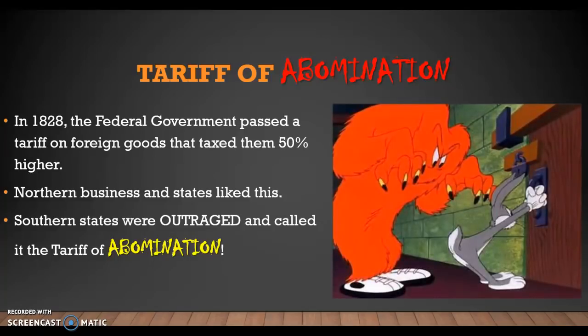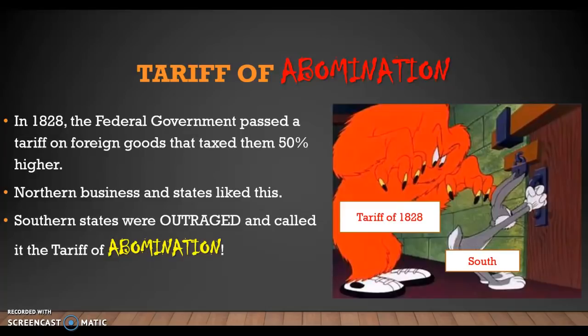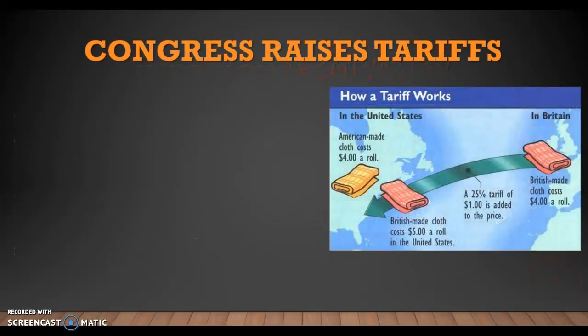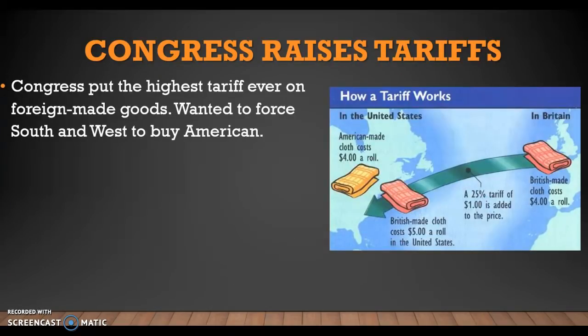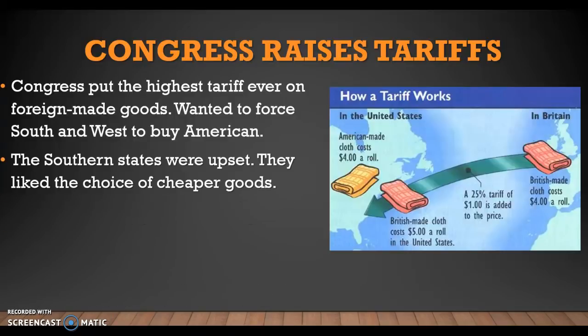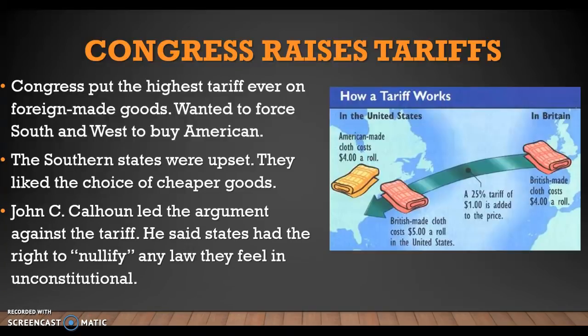Kind of like this picture here. Look at Bugs Bunny here. Well, you got the monster here. He is the tariff of 1828, and Bugs Bunny represents the South in this situation. Congress raises the tariffs. Congress puts the highest tariff ever on foreign-made goods. They wanted to force the South and the West to buy American. The Southern states were upset. They liked the choice of cheaper goods. John C. Calhoun led the argument against the tariff. He said states had the right to nullify any law they feel is unconstitutional.